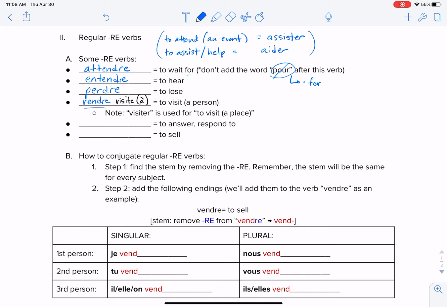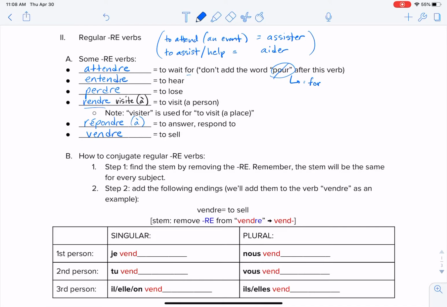Visiter is the word for to visit when you're referring to a place, like nous visitons Paris. We visit Paris. To answer or respond to is répondre à. Répondre, to respond or answer. And to sell, vendre. Vendre. A good way to remember that is that a vending machine sells things, or a vendor is the person who sells things. So vendre, to sell.